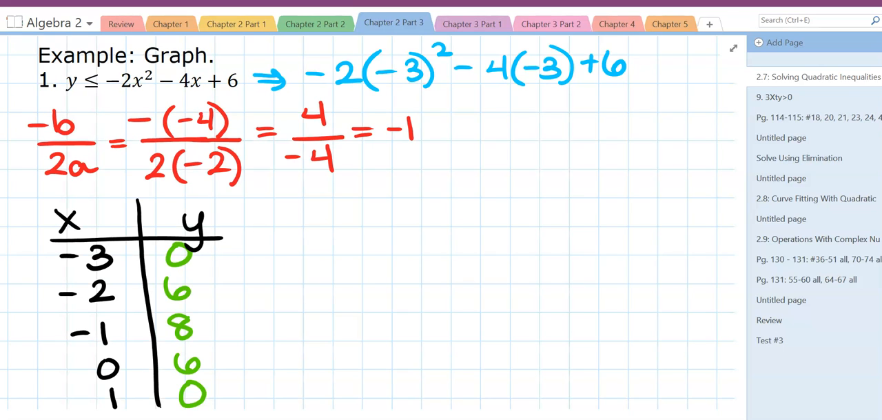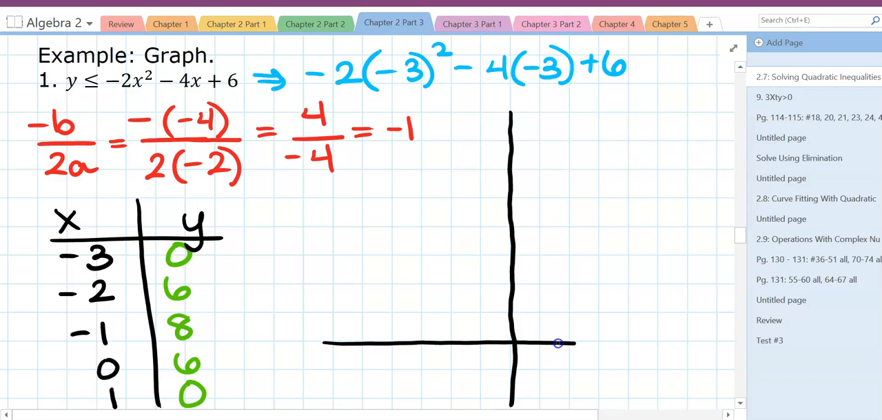So that gives you some good points, kind of a good idea of what this graph is going to look like. So I'm going to go ahead and graph this now. So we've got -3, 0. So go to the left, -3. -2, 6. -1, 8. 0, 6. And then 1, 0.